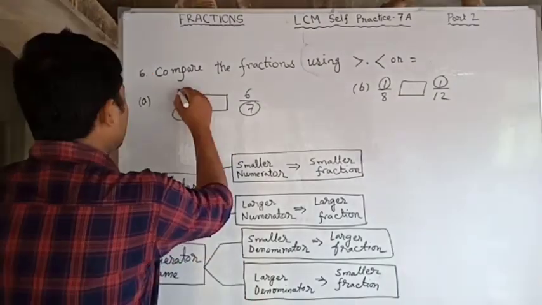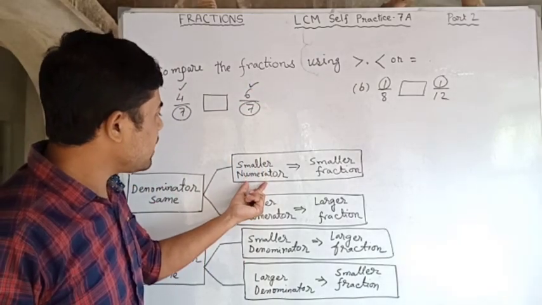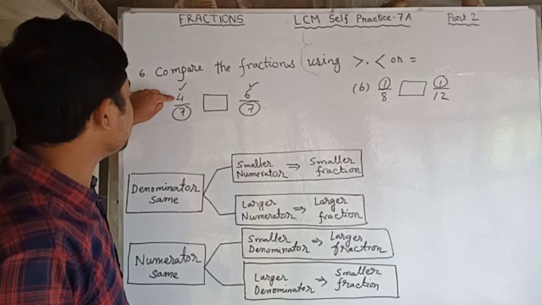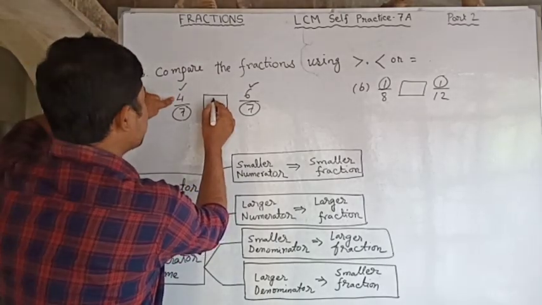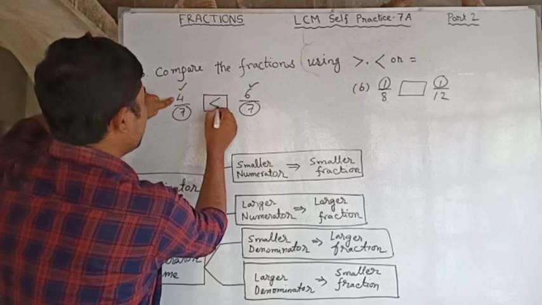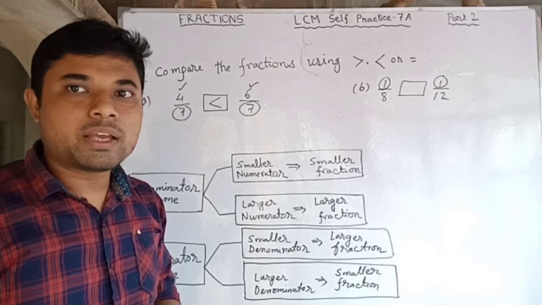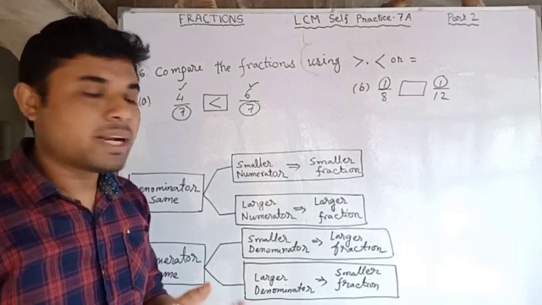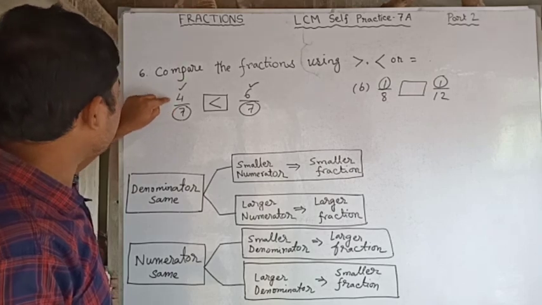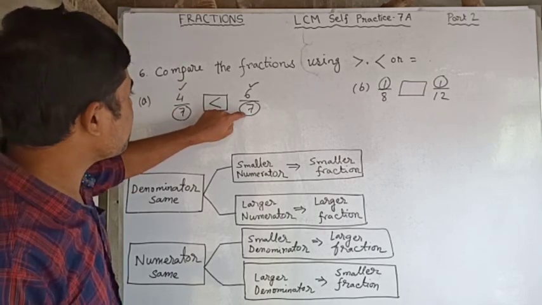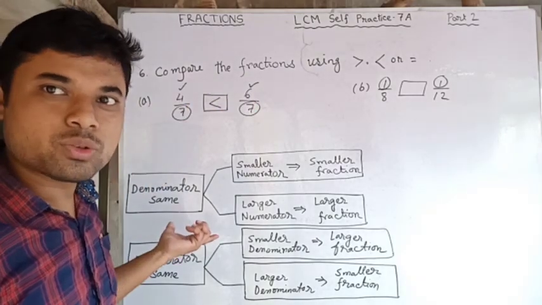Numerator. Here, what is the numerator? 4. And here? 6. And what have we learned? Smaller numerator, smaller fraction. That means obviously it is smaller, so 4 is less than 6. I already told yesterday in another way also that this is out of 7 parts, 4 parts, and here out of 7 parts, 6 parts. Obviously it will be more and it will be less. You can think in this way also.